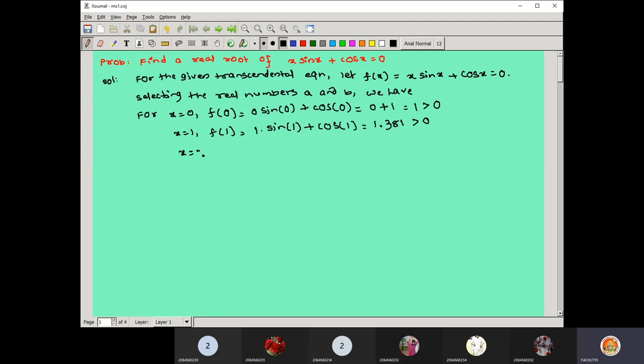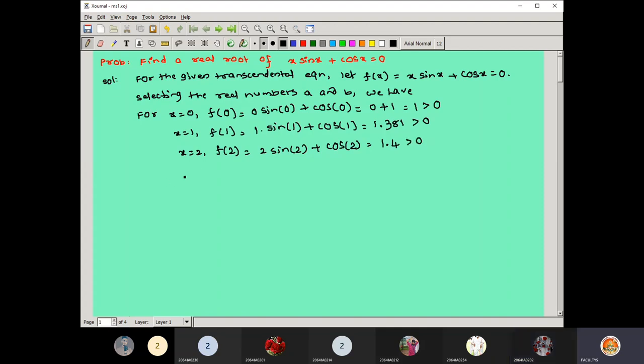Now go for x equal to 2, so f of 2 equals 2 sin of 2 plus cos of 2. With the help of your calculator, you get the value 1.40. So this is also greater than 0.